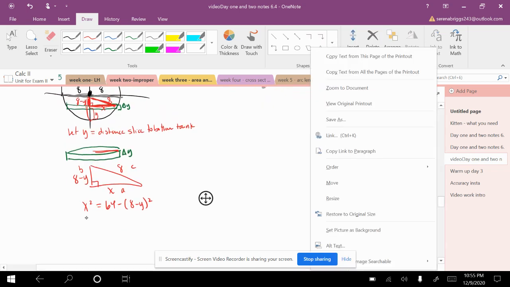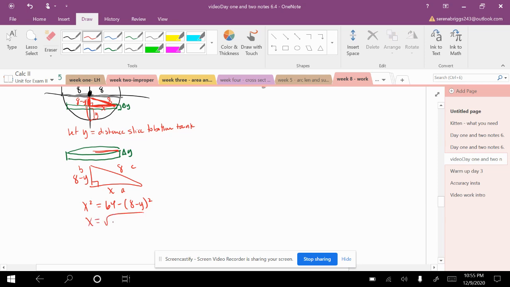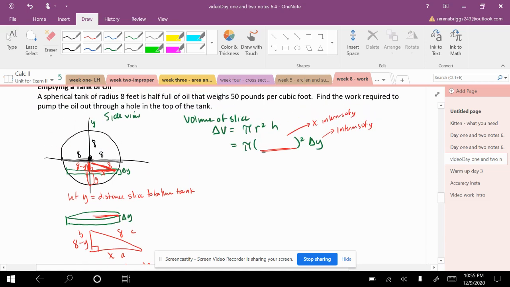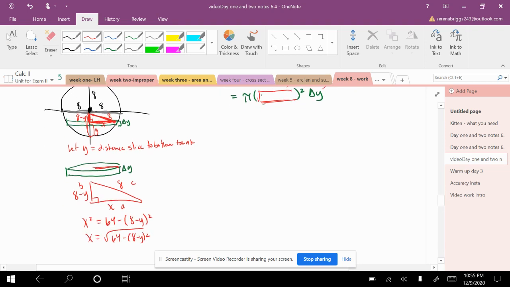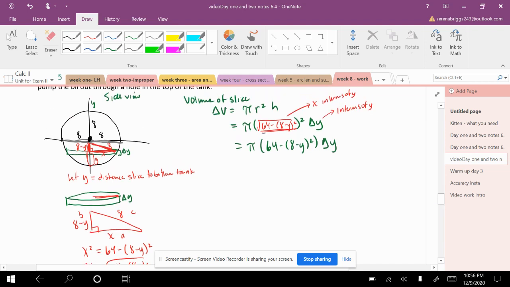I can square root it to get what x is. That's what it looks like. I'm going to turn around and square it, though. So it's the square root of 64 minus (8 minus y) quantity squared. So what I have for the volume of my slice is pi times (64 minus (8 minus y) quantity squared) delta y. And that's the volume.